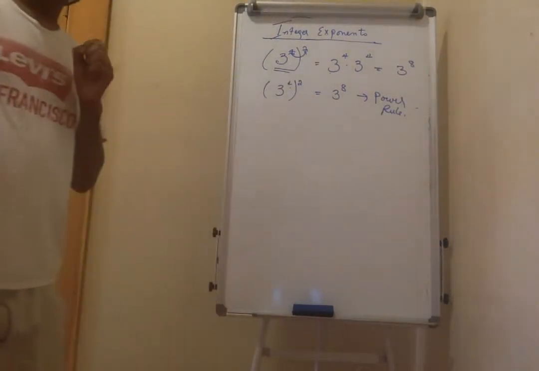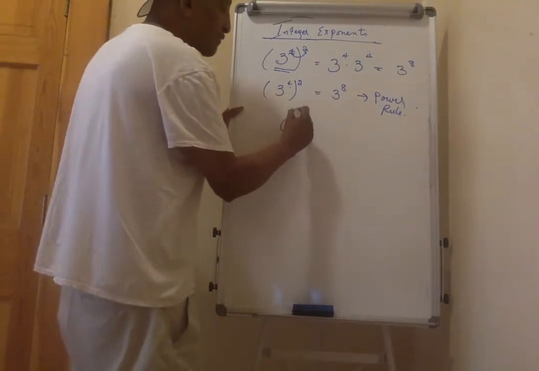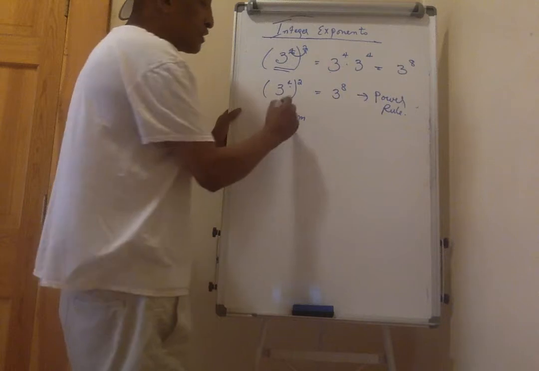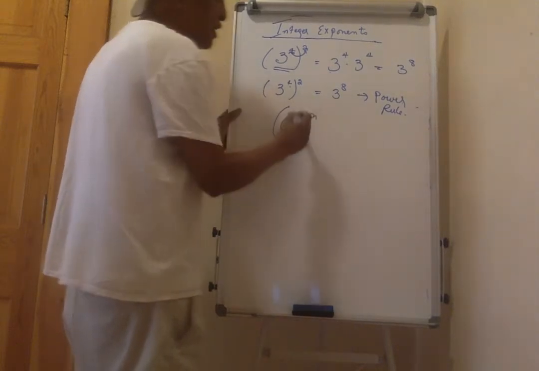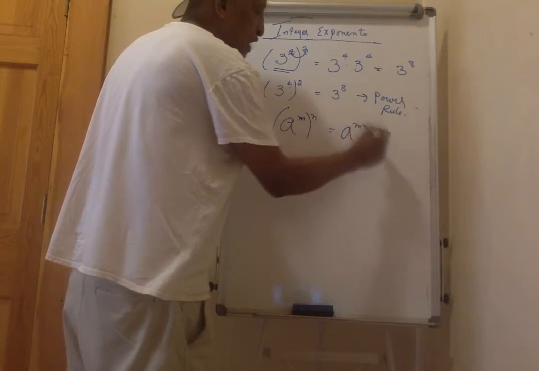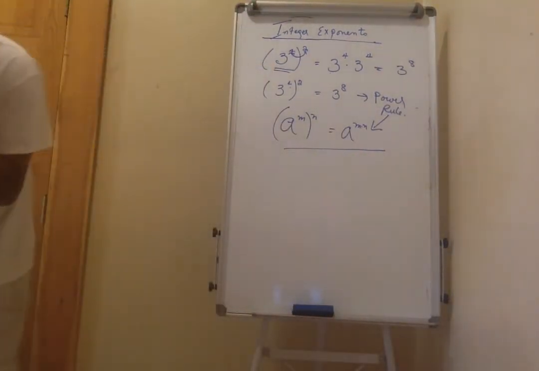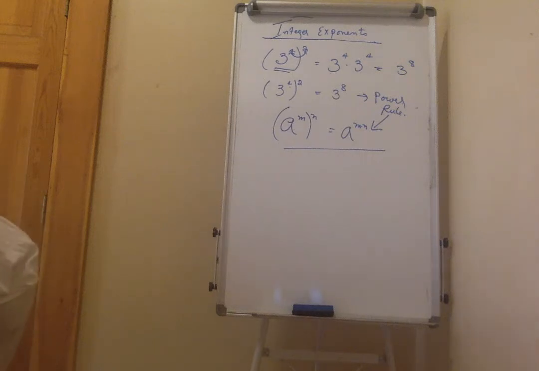If an exponent is raised to another exponent, use the power rule. In other words, if you have a to the m, and that is raised to the nth power, all you need to do is multiply, a to the m times n, and that is what we call the power rule. So let's do some examples of these.